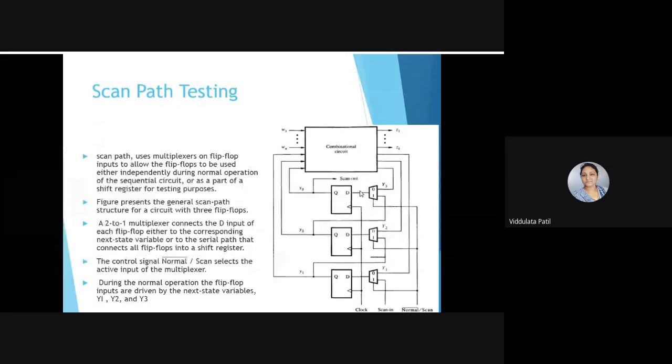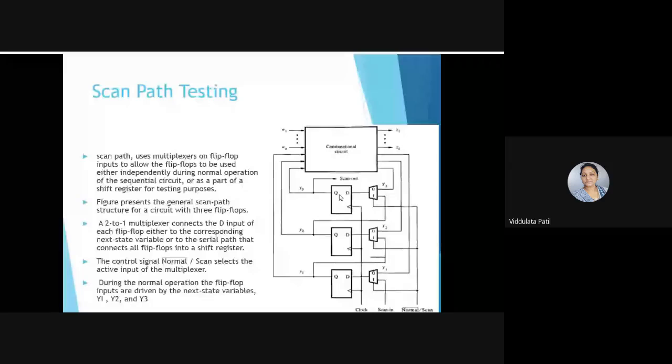Or if we are making this a scan, that means if we want to scan the circuit, we have to keep this at a high logic level, and if it is high, then whatever is the previous state will be applied, so that will be selected as the input of the D flip-flop.